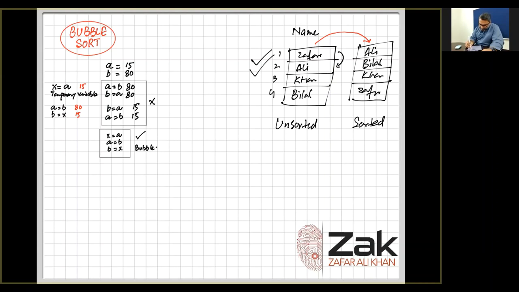All right, so what I would do, the name of the array is name. So let's say I would write X is equal to name one, name one is equal to name two, and name two is equal to X. That is how I will make this exchange of positions.